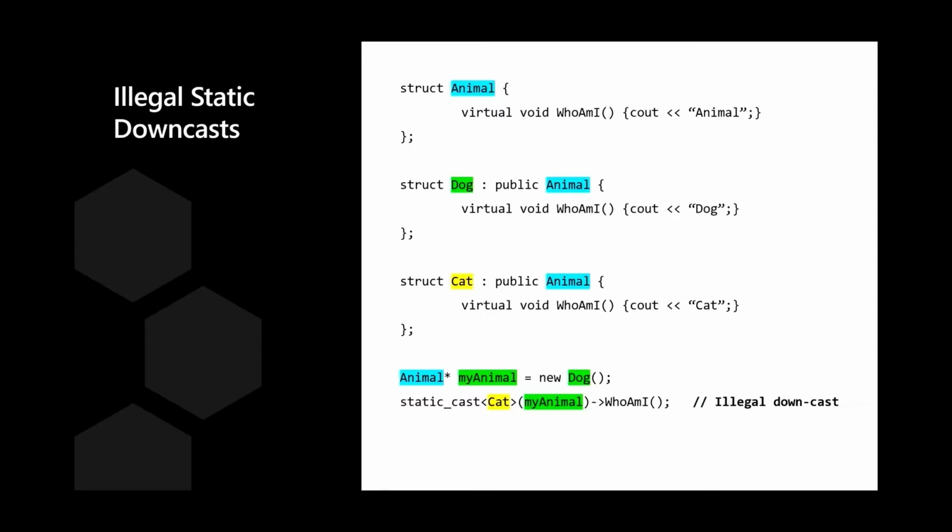And in this example here, you might create a dog object, and you upcast it, so the pointer to that dog object is stored in an animal pointer. And then you downcast it to be a cat. But a cat is not a dog. So that's an illegal static downcast. You cast this base pointer down to the wrong derived type.